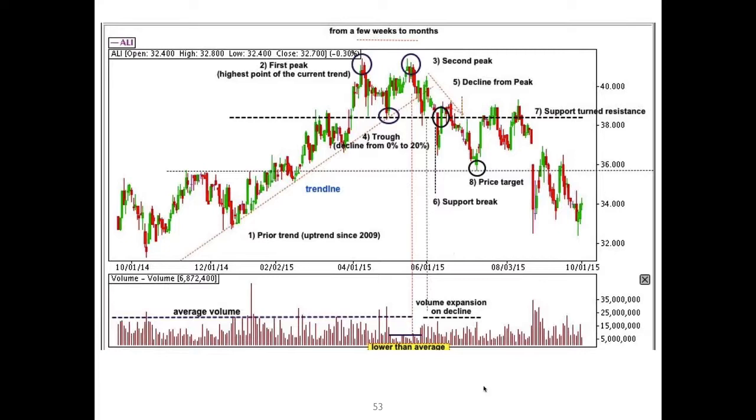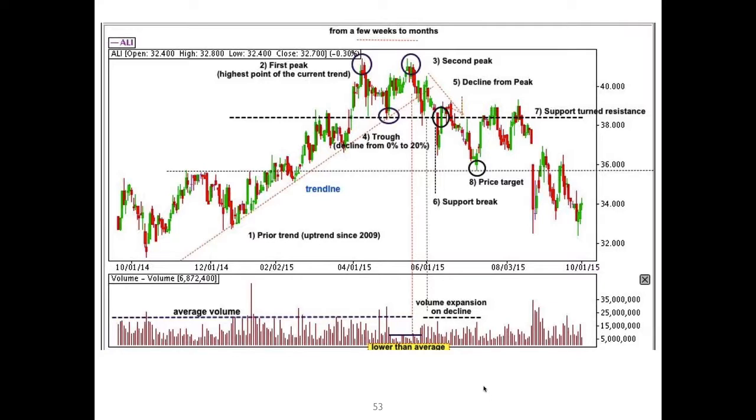So here was Ayala. There's a prior trend since 2009. There's a trend line. There was a first peak at number 2, which is the highest point of the current trend. There's a second peak and also a throw at number 4. Number 5 was a decline from the peak.